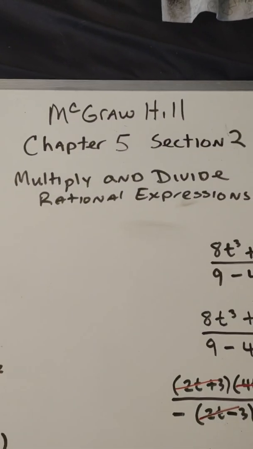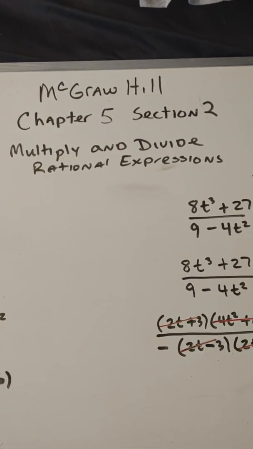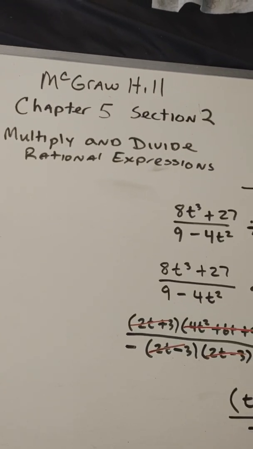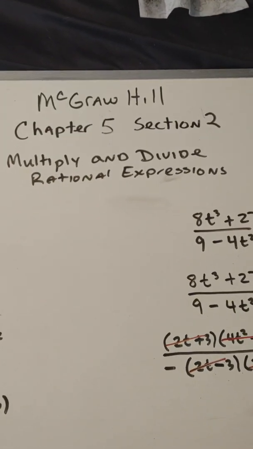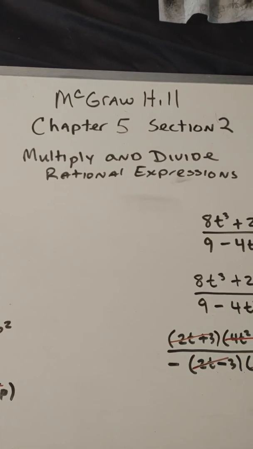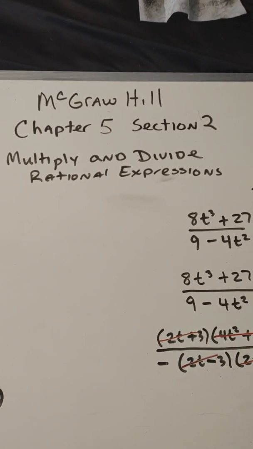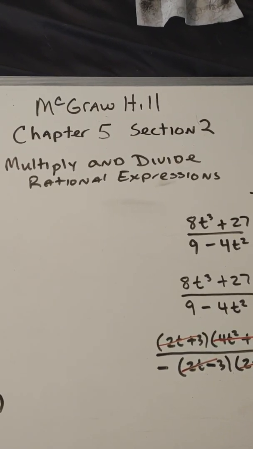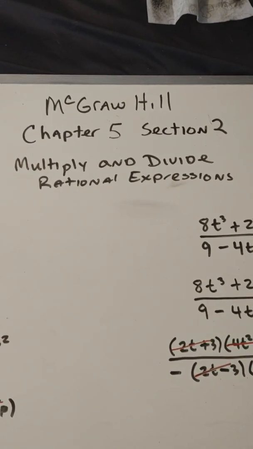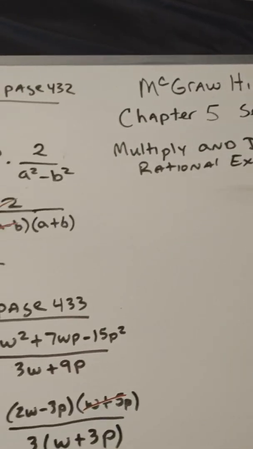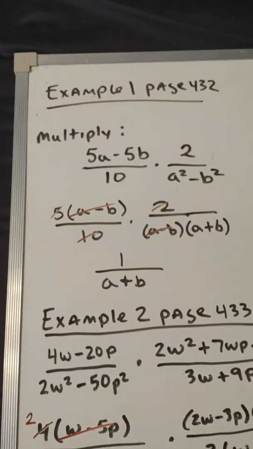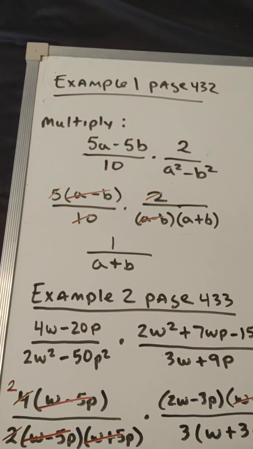Hey, this is McGraw-Hill Chapter 5, Section 2, Multiplying and Dividing Rational Expressions. Remember that rational expressions are nothing more than fractions with variables. So the same rules that we use to multiply and divide fractions are the same rules we use to multiply and divide rational expressions. Most important part to these problems is the factoring.